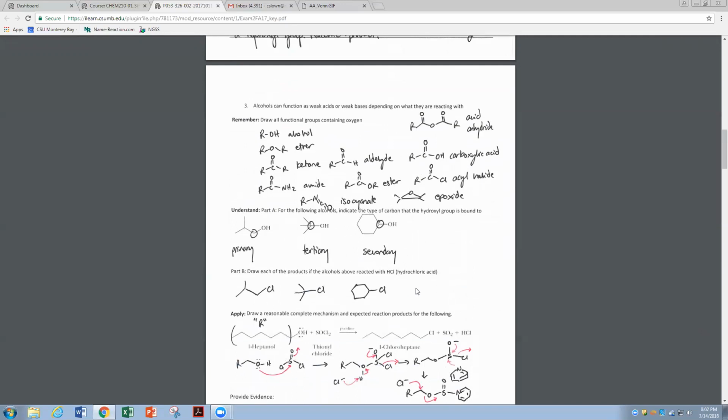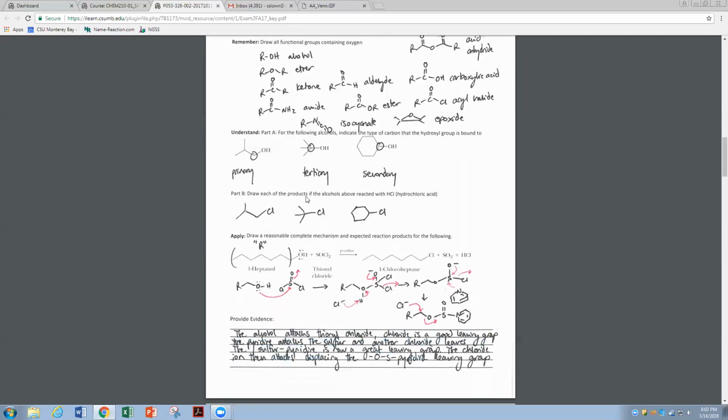And then part B is to draw each of the products that the alcohols reacted with HCl. And remember, this is through a substitution reaction because Cl- isn't a particularly good base. And then we talked in class, when we were looking at lecture 13 specifically, about drawing a reasonable and complete mechanism. And so the idea here is the alcohol is going to attack thionyl chloride.